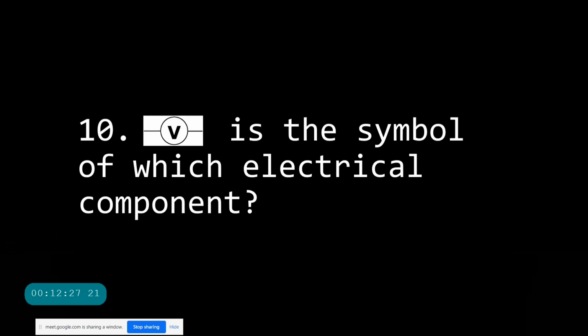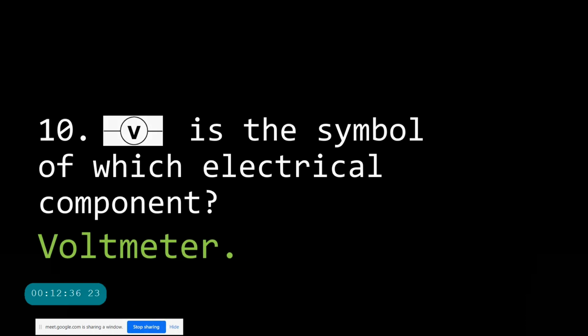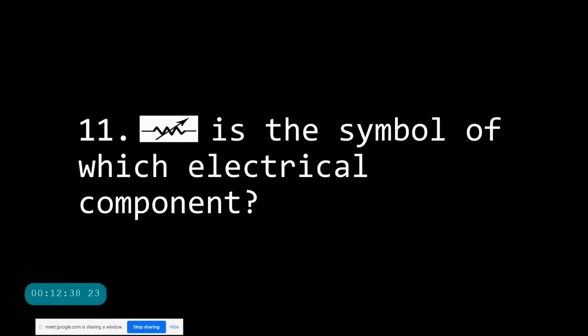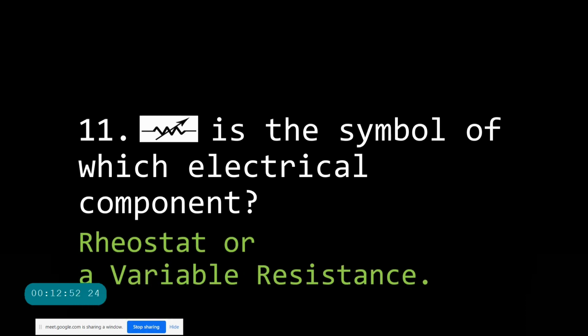This symbol is of which component? Voltmeter. Yes, voltmeter. And how about this electrical component? It is rheostat. And what is another name of rheostat? A variable resistance. Rheostat or a variable resistance.